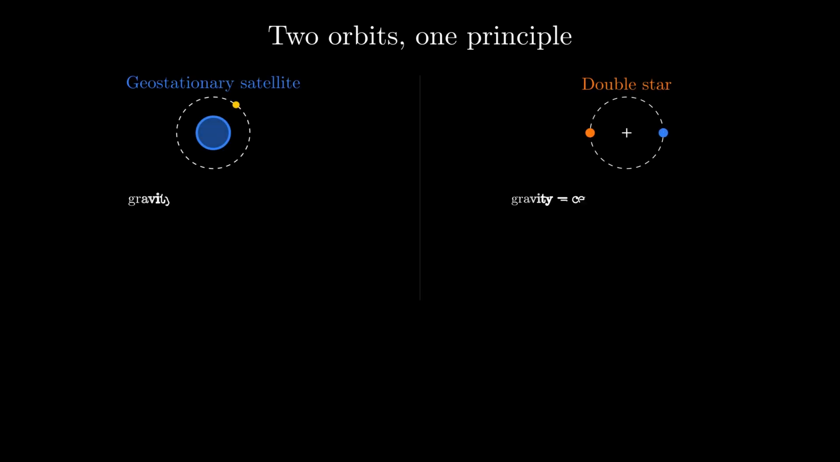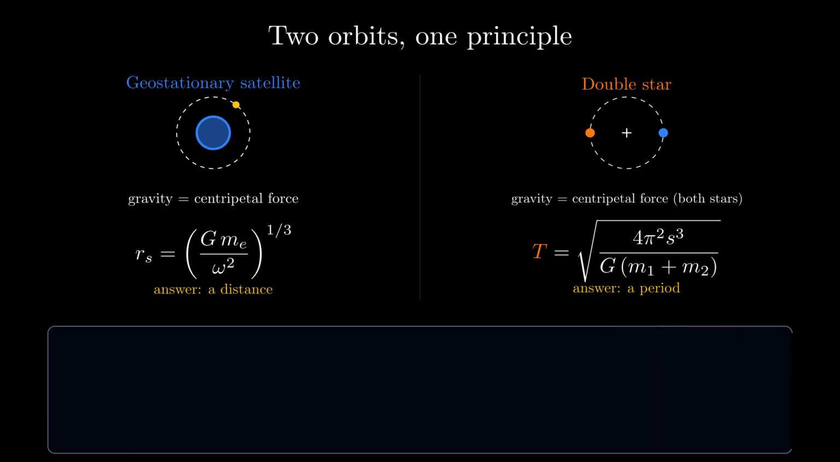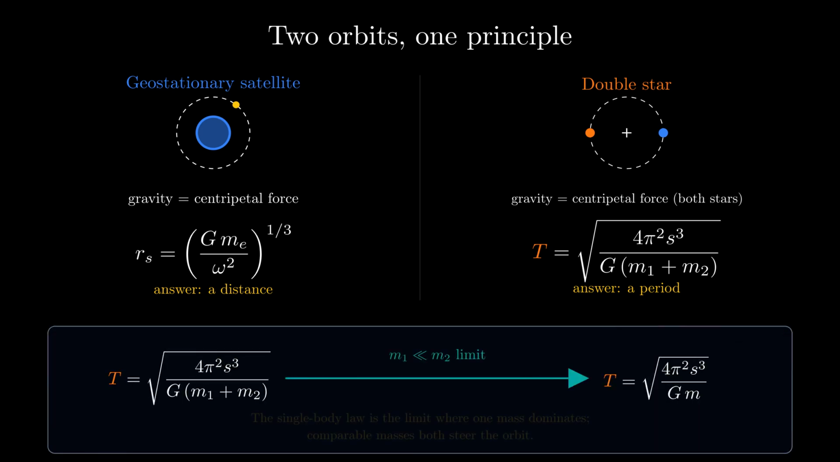In each problem, gravity alone supplied the inward force, and Newton's second law along the radial direction did the rest. For the satellite, the answer was a distance. For the double star, it was a period. And notice what the second result quietly taught us. The clean single-body law, where the period leans on just one mass, is really a special case, the limit where one body so outweighs the other that the center of motion falls inside it. When the two masses are comparable, both of them steer the orbit together. The double star is the honest picture. A planet circling a fixed sun is its convenient shadow.